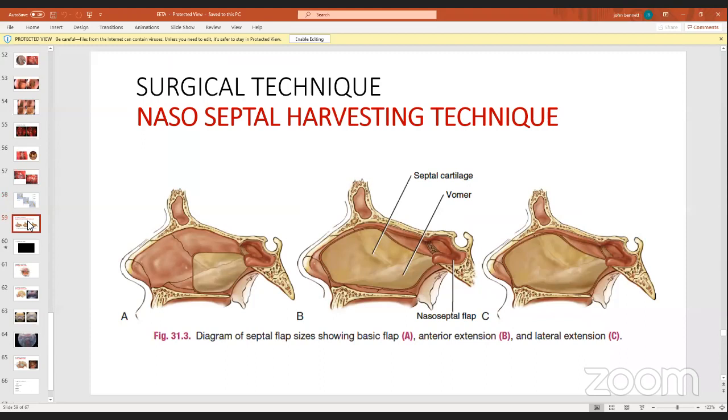Again, those are different types of harvesting. You can do a small one, like A, or an extended nasoseptal flap. And all these will help you to make the closure really easy to do. Okay, and usually that's what I do when I do craniopharyngioma. Okay, next.